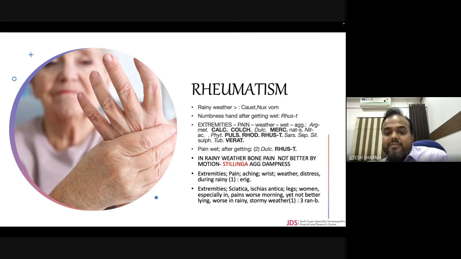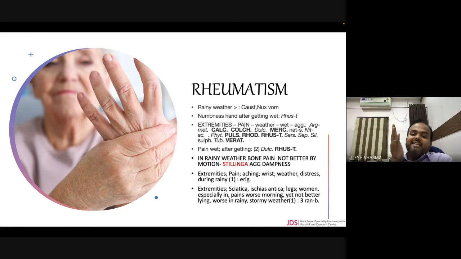Pain, wet weather aggravation: Calcarea carb, Colchicum, Pulsatilla, Rhododendron, Merc sol, Rhus tox, Veratrum. These are the main remedies for complaints during wet weather. Now, interestingly, one remedy, I think many people might know it: bone pains not better by motion and aggravated by damp weather. Think of Stillingia. Stillingia is a syphilitic remedy, let me tell you.